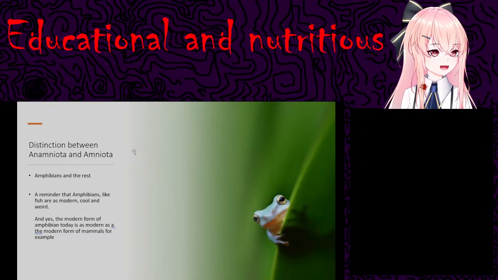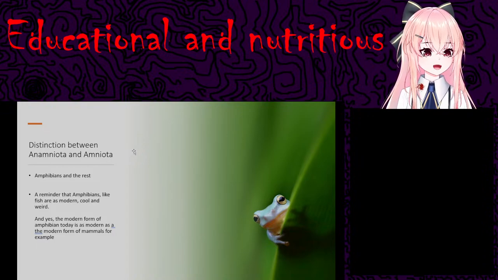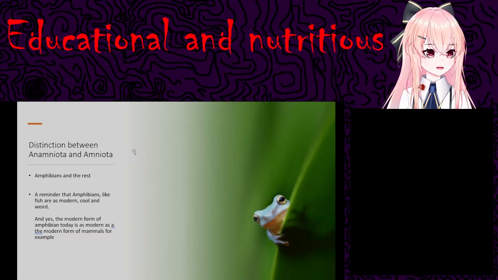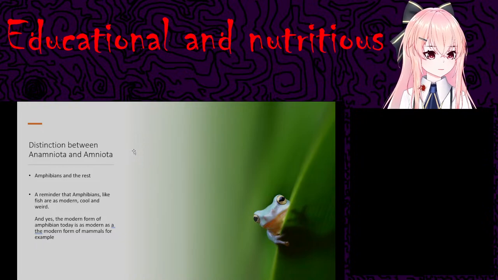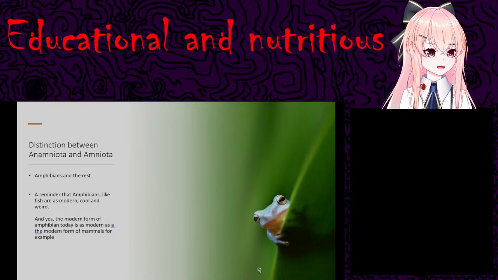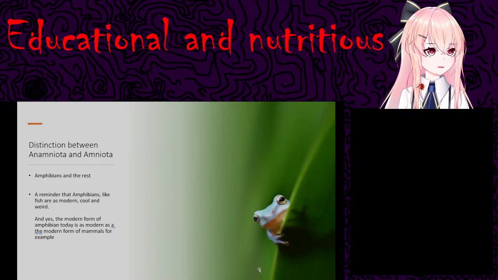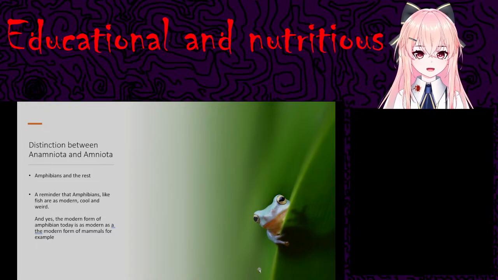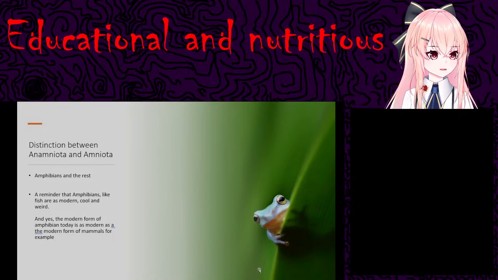But yeah, the distinction between Amniota is that, for the moment, of all the extant species, extant meaning living species, that we have, Anamniota are our amphibians. Just a reminder that amphibians, just like fish, are just as modern and cool and weird as birds and mammals. But there's less contention about thinking that a frog is as elaborated and evolved as anyone else.